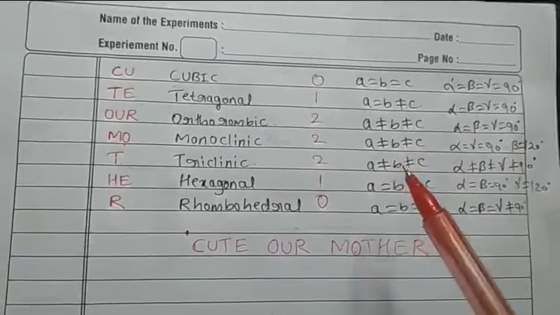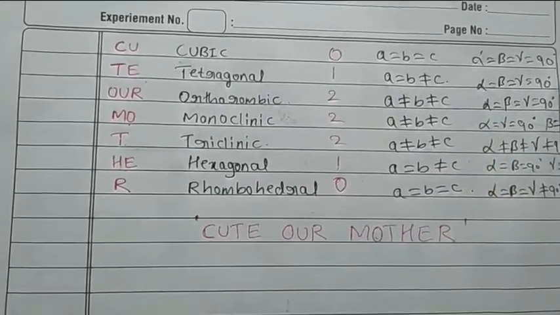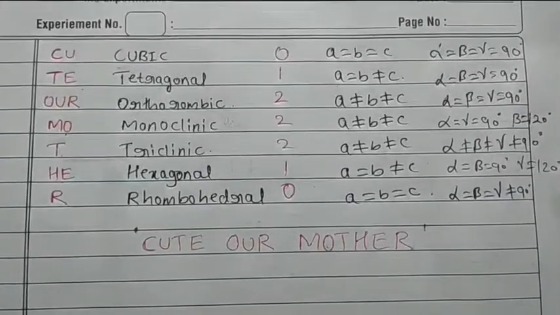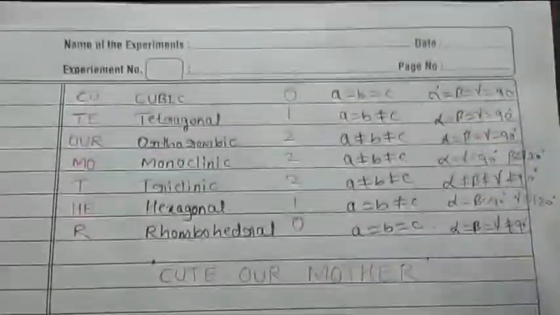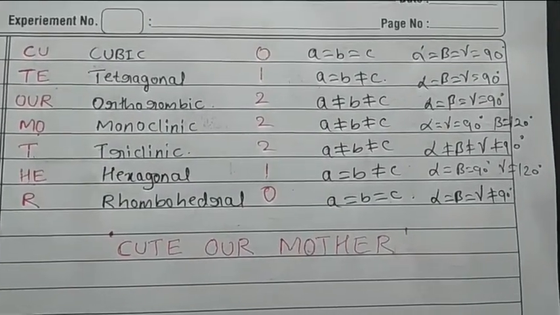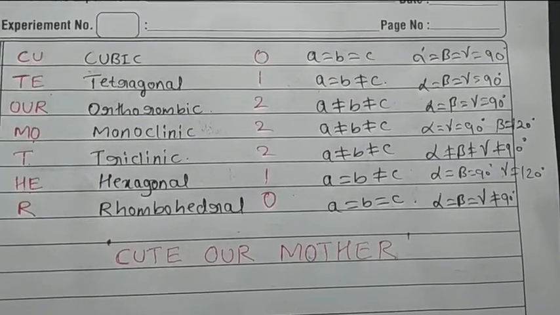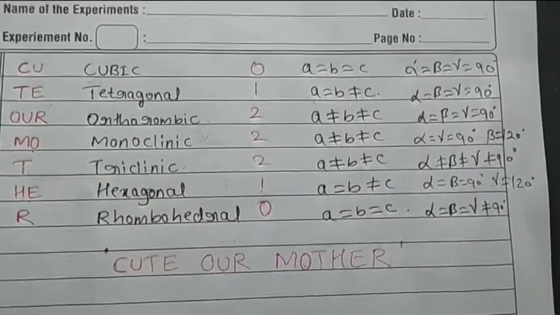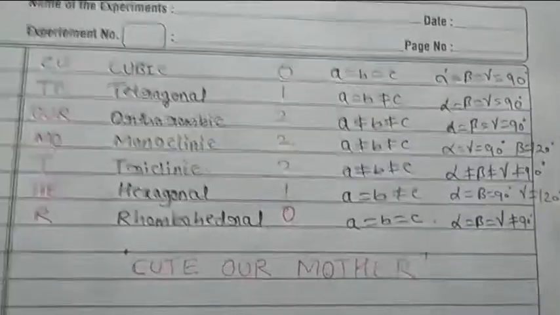So in the question also it is given like this. So we can easily tell that the answer is triclinic. For remembering the axial angles, in the first three systems there is no inequality, and for triclinic no angle is equal to 90 degree. Every angle is different from 90 degree. In hexagonal gamma is equal to 120 degree.